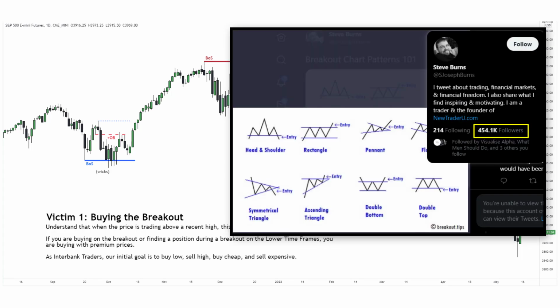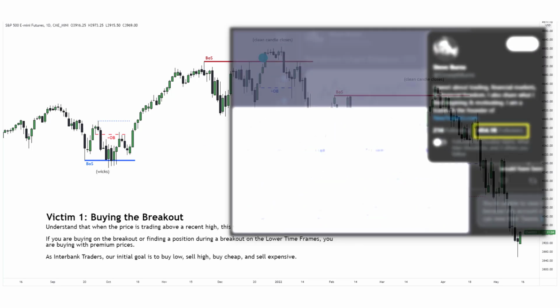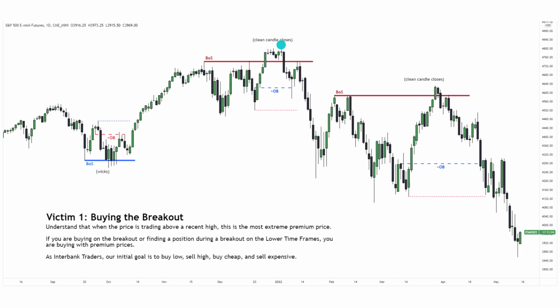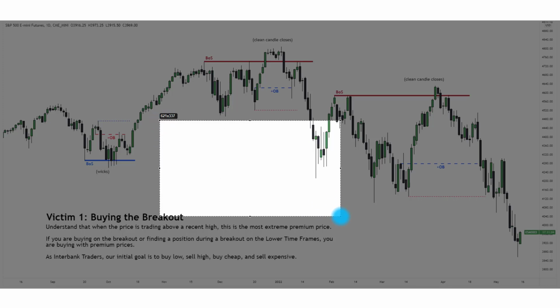Victim one is your typical retail trader that uses retail patterns like bull flags or head and shoulder breaks or whatever. I don't really know anything about patterns. But what they do is they just buy the breakout. And when you're buying the breakout, you're buying the most expensive prices. Let me explain this.